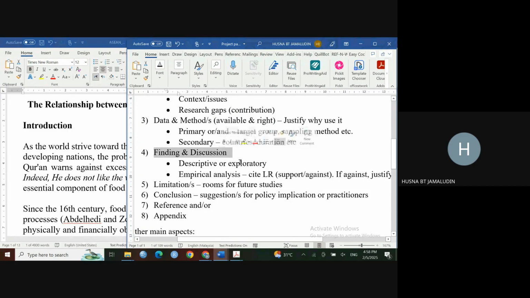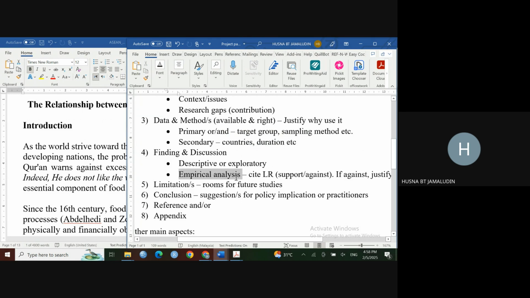Finding. So finding is something general. Of course, when you have done the previous ones, intro, LR, data and method, if your data and methods are clear, your finding is just simple, because you know how to use the method, so you will get the finding straight away. Under the finding, sometimes you want to have descriptive statistics or exploratory information. You are just explaining the case study. Or you can also have empirical analysis.